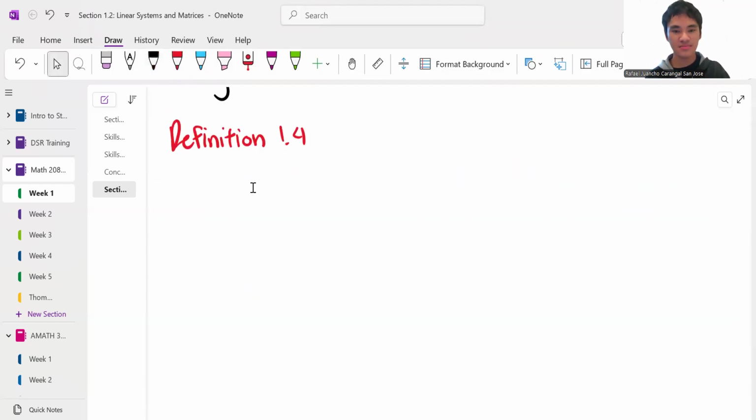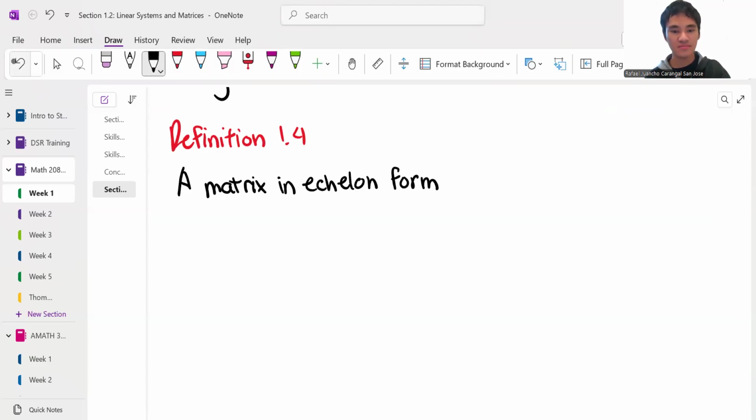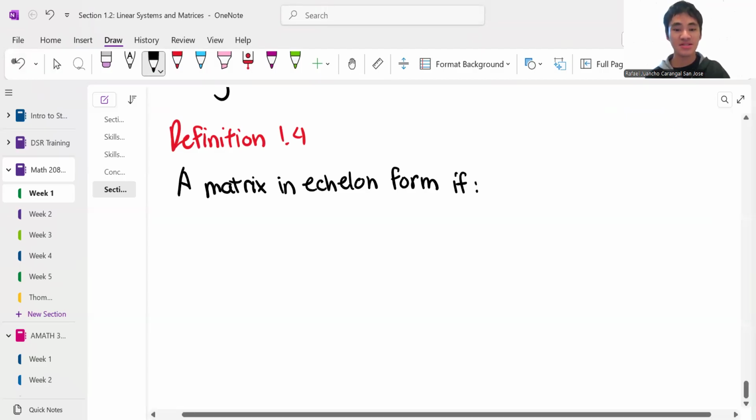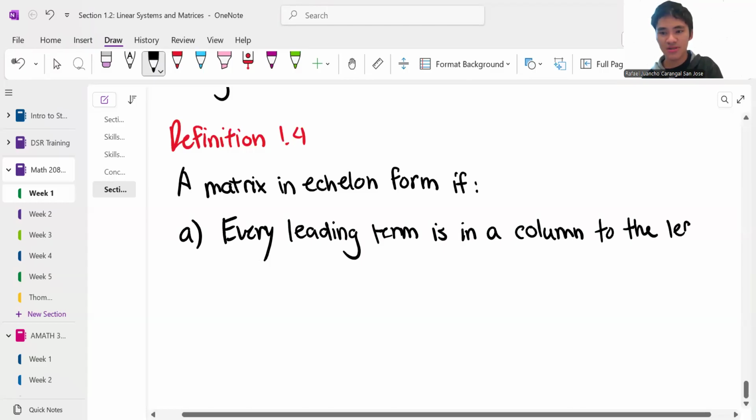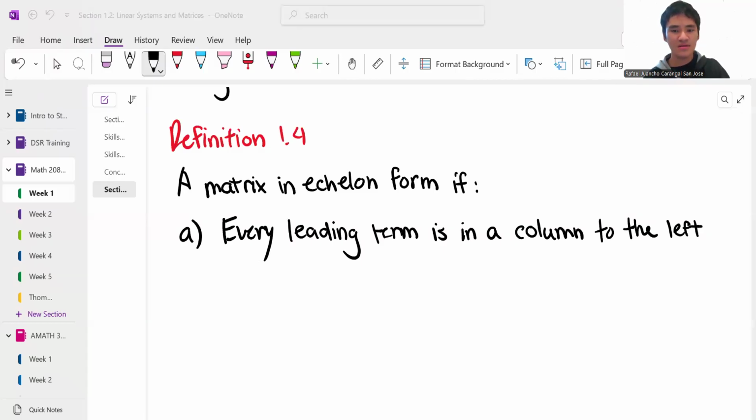This definition is telling us that we say a matrix is in echelon form if, well, one, every leading term, and leading term is the same as leading variable in this case, is in a column to the left of the leading term below it. Now, what in the world did I just say?